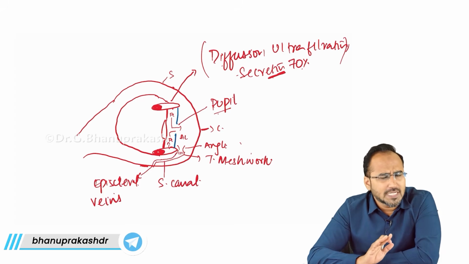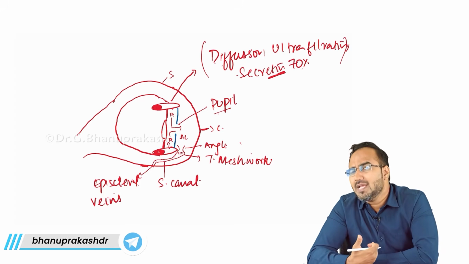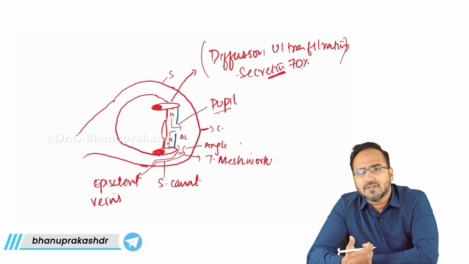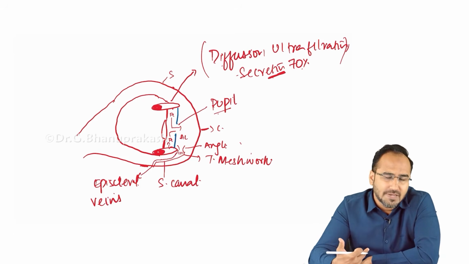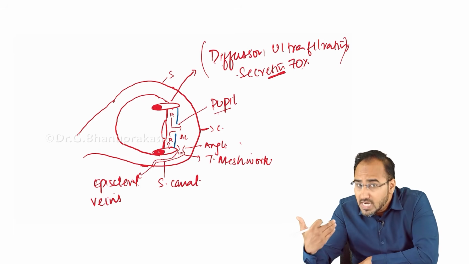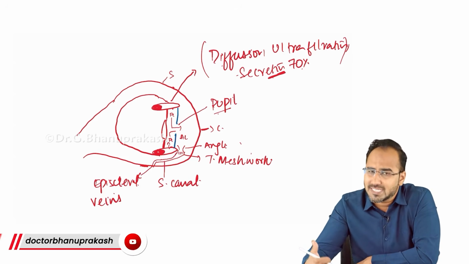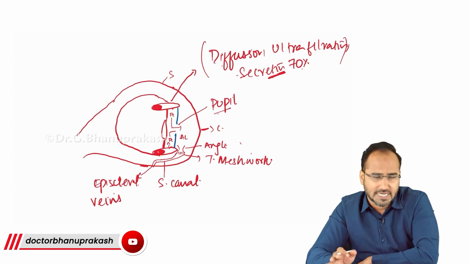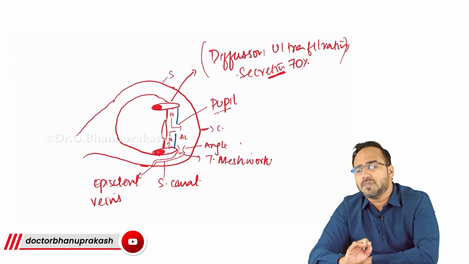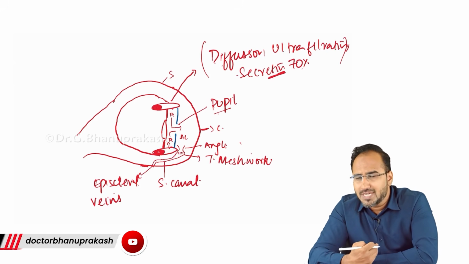First of all, we need to understand how aqueous humor is formed. Aqueous humor is the fluid component of the eye, formed from the pars plicata, part of the ciliary body, by three processes called diffusion, ultrafiltration and secretion. And 70% of the aqueous humor is formed by what? Secretion.